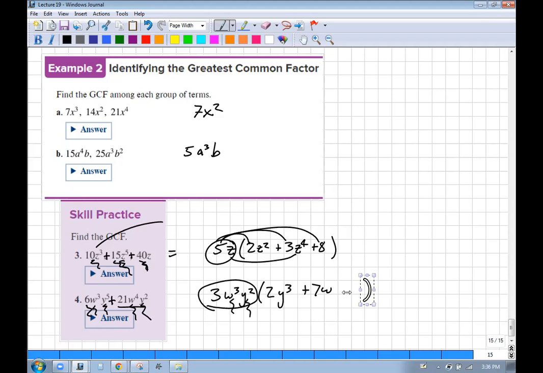So that's the point of the GCF here, is to start factoring. When you look at that, you're looking at what's the biggest thing I can factor out. In this case, it's a 5 and a z.